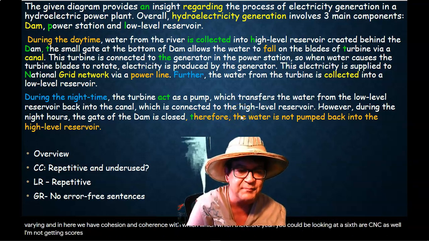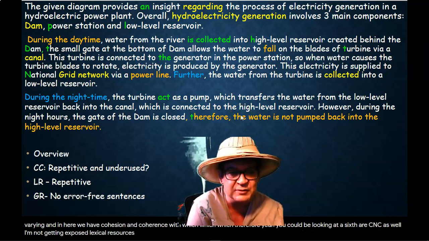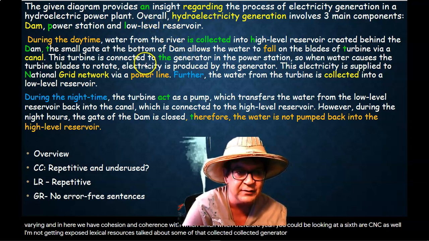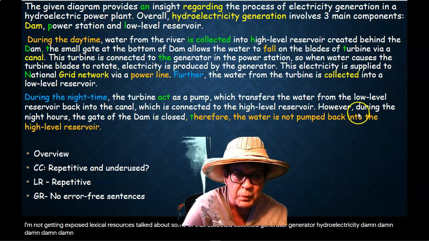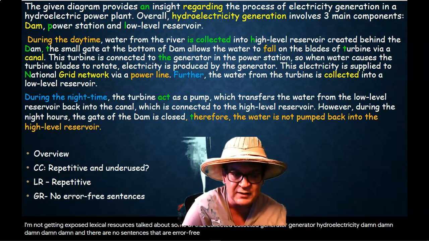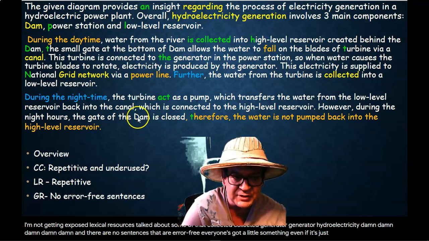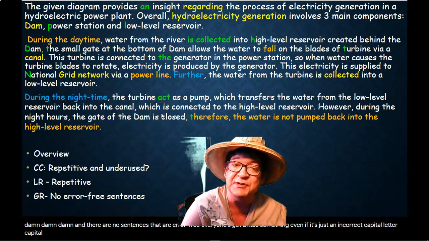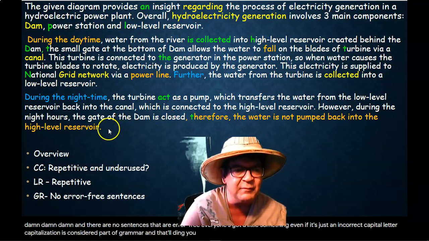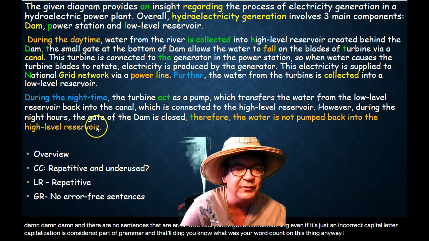I'm not giving lexical resources. Talked about some of that. Collected, generator, hydroelectricity, dam. And there are no sentences that are error-free. Everyone's got a little something, even if it's just an incorrect capital letter. Capitalization is considered part of grammar, and that'll ding you. What was your word count on this thing? Anyway, I can't do it.